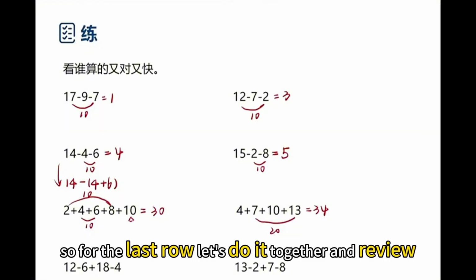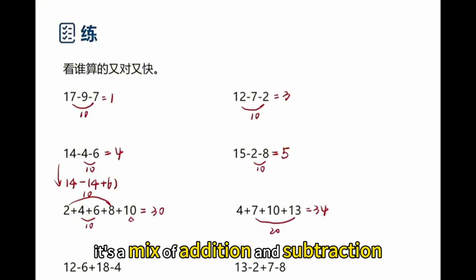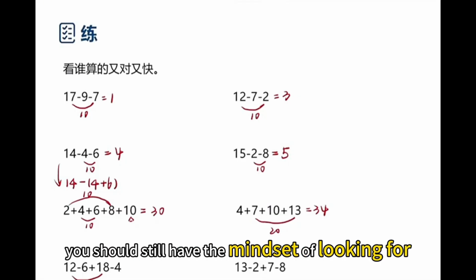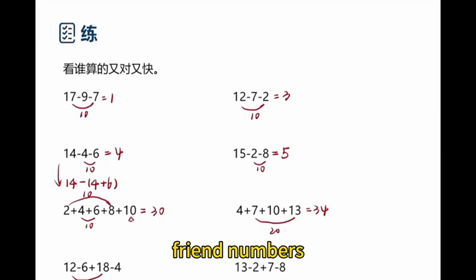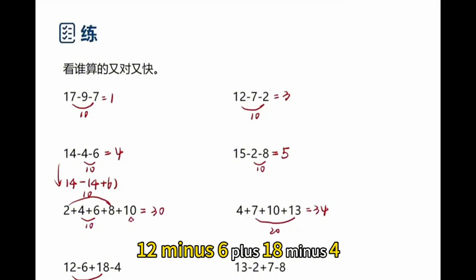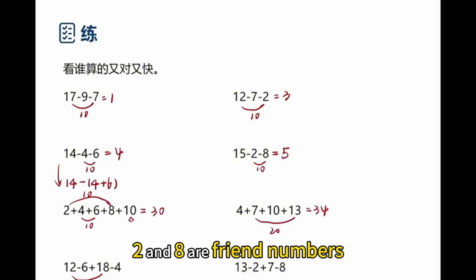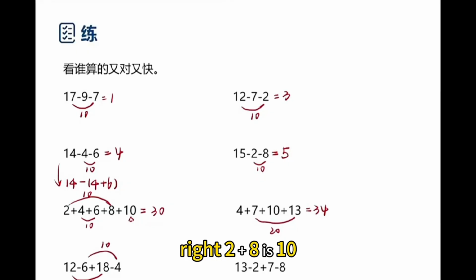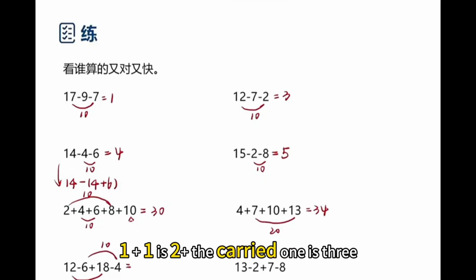So for the last row, let's do it together and review, shall we? It's a mix of addition and subtraction. Even with mixed operations, you should still have the mindset of looking for friend numbers. 12 minus 6 plus 18 minus 4. Don't even ask. 2 and 8 are friend numbers. Adding these two together gives you 30 directly, right? 2 plus 8 is 10. Then you carry over a 1. 1 plus 1 is 2, plus the carried 1 is 3.